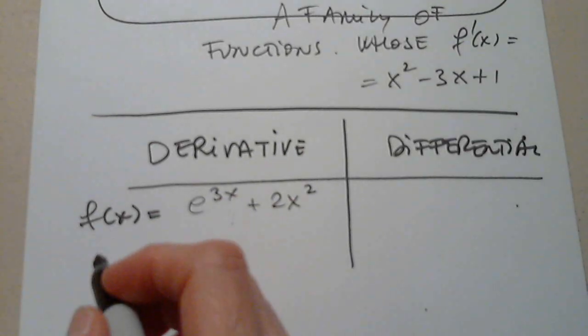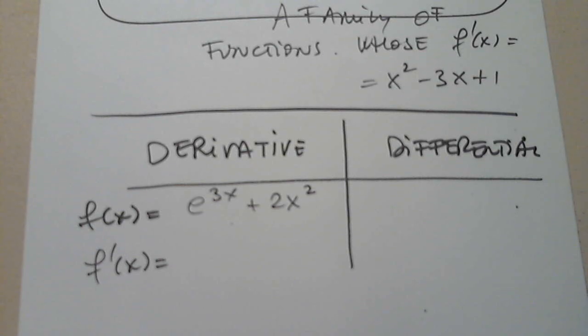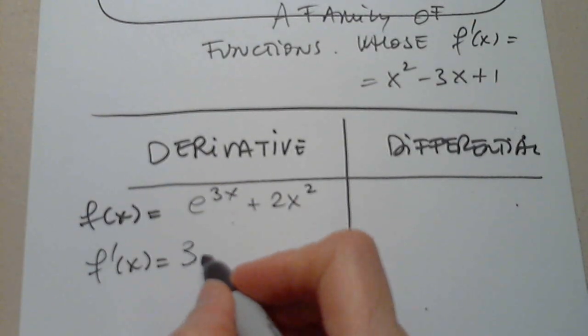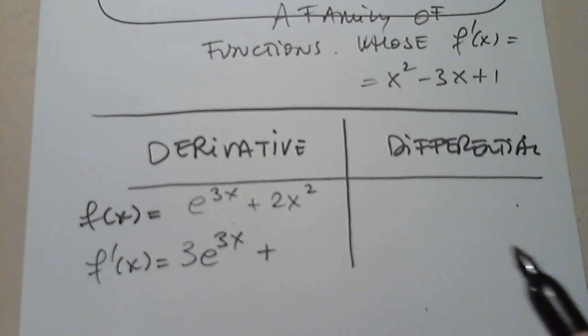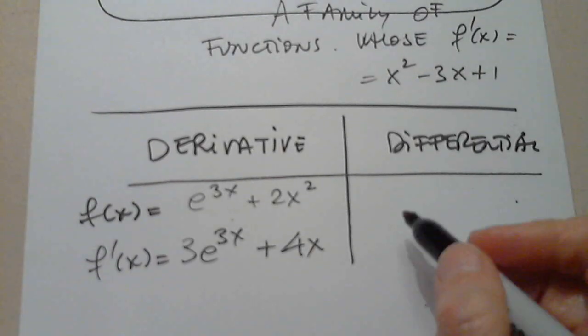e to the 3x plus 2x squared. Now, can anyone give us f prime? Yes, 3e to the 3x plus 4x. Very good.